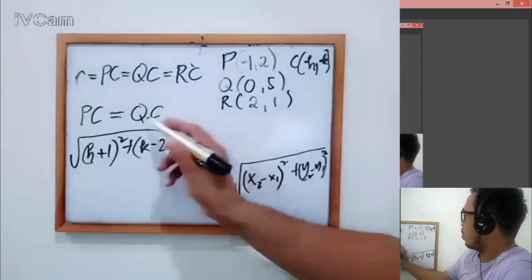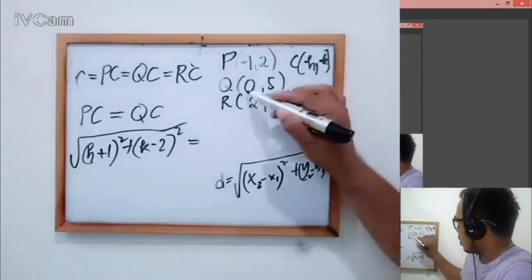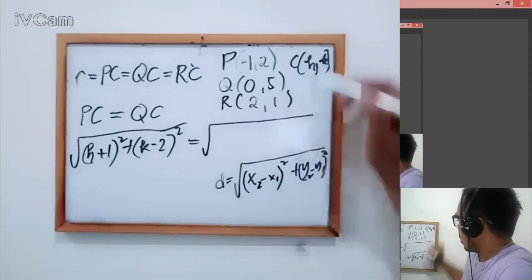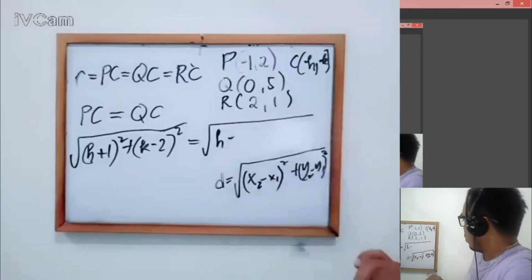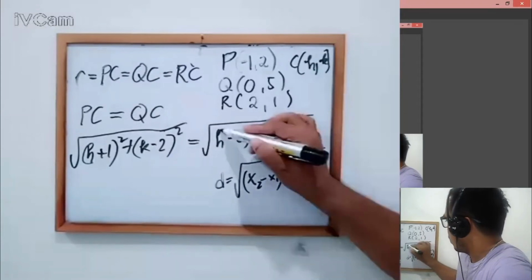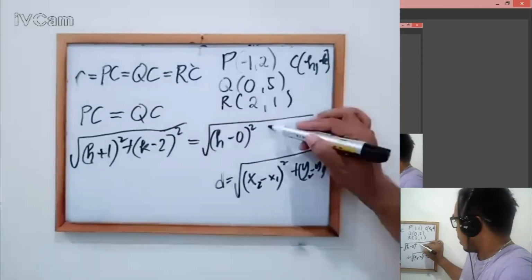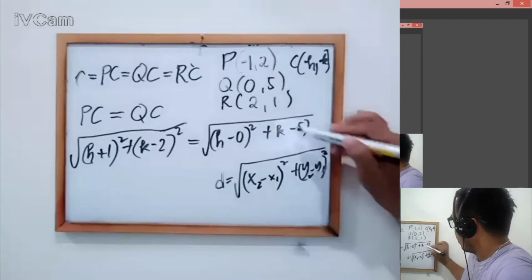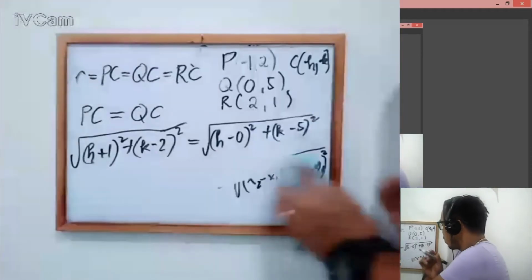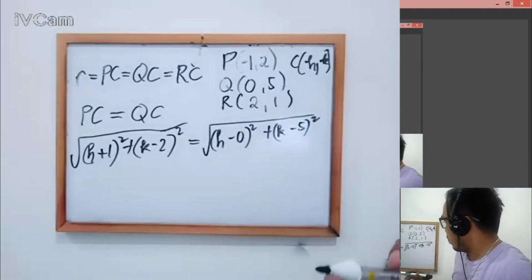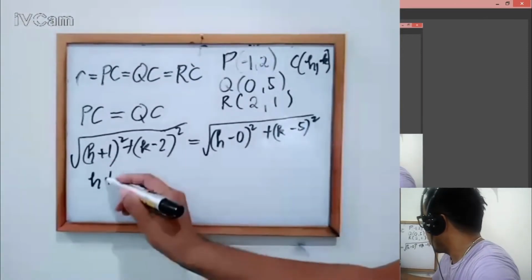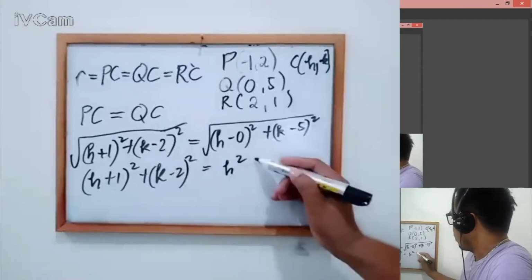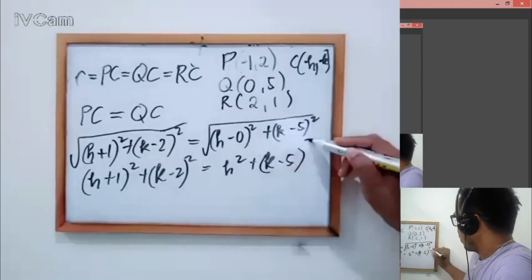On the other side, for QC, this time let us consider that this is our x sub 1, y sub 1, x sub 2, y sub 2. So you will now have the square root of x sub 2, h, minus your x sub 1, which is 0, quantity squared, plus your y sub 2, which is k, minus your y sub 1, which is 5, quantity squared. We can now square both sides, so you will now have h plus 1 squared plus k minus 2 squared equal to h squared plus k minus 5 squared.